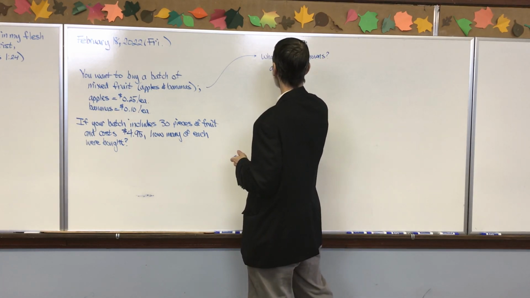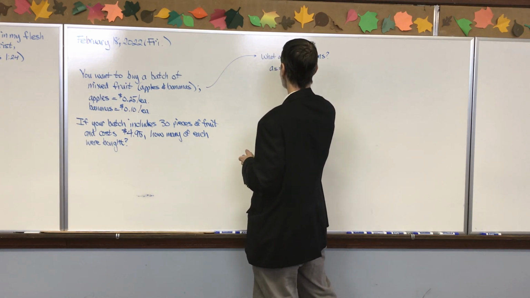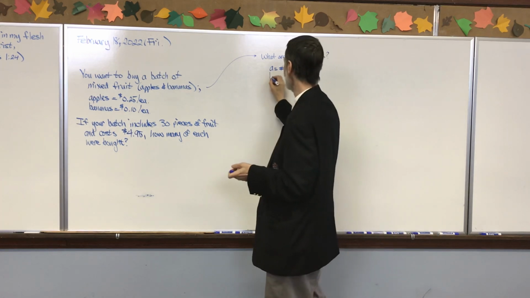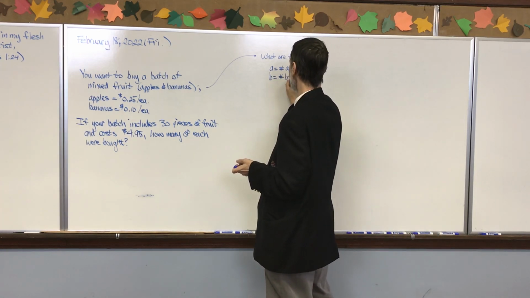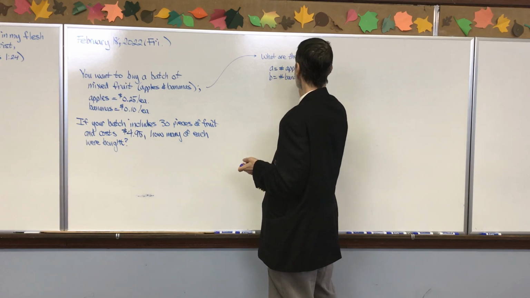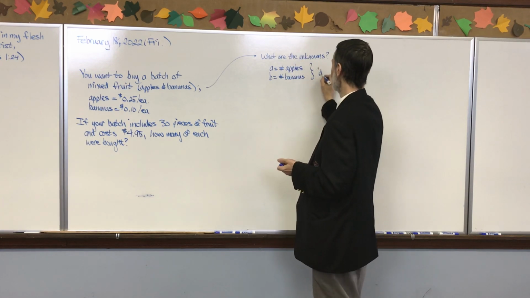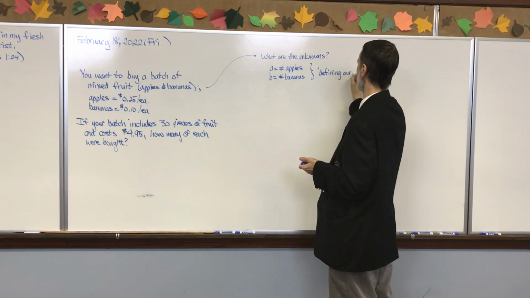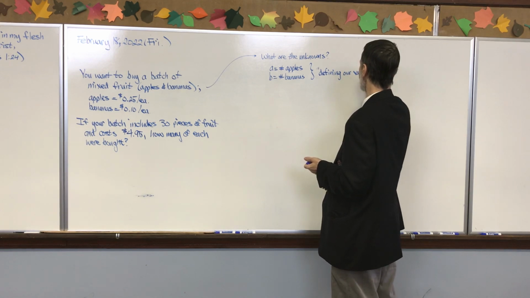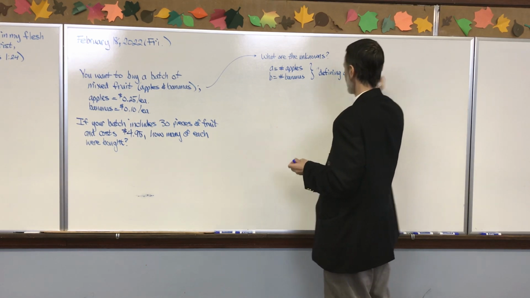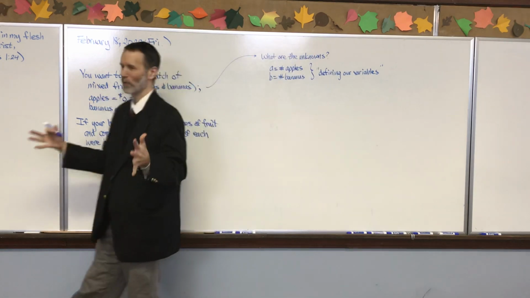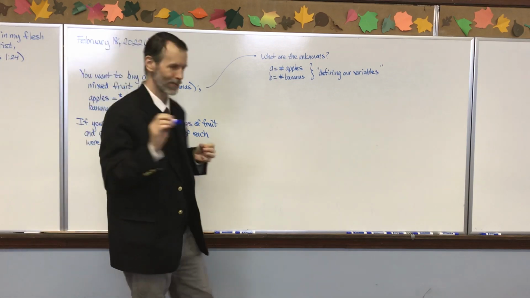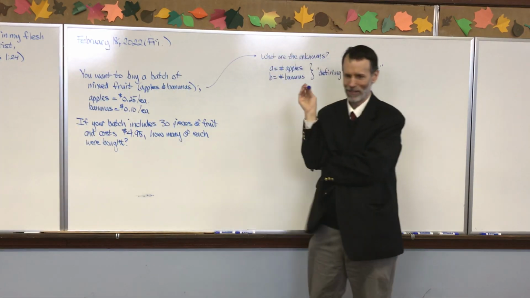I would say A is equal to the number of apples. I would ask you to be specific. And then B would be the number of bananas. This is a technique called defining our variables. To define something is to give it a definition. In other words, to say, here's what it is, here's what it isn't. And you have to be specific. If you just say A equals apples, I may actually take off points on the test if you do that.